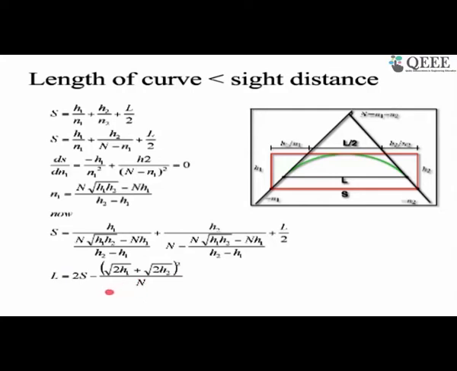So you assume one length, and after calculating it, if your assumption doesn't satisfy, you move to the other type of length, meaning whether the length is less. If you assume the length is more and it is not satisfying, you go to the case when the length is less than the sight distance, and this is how we are going to calculate.